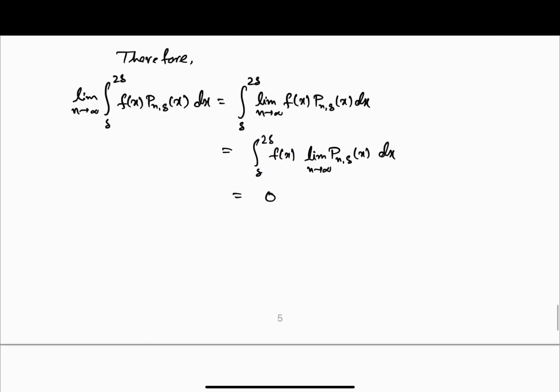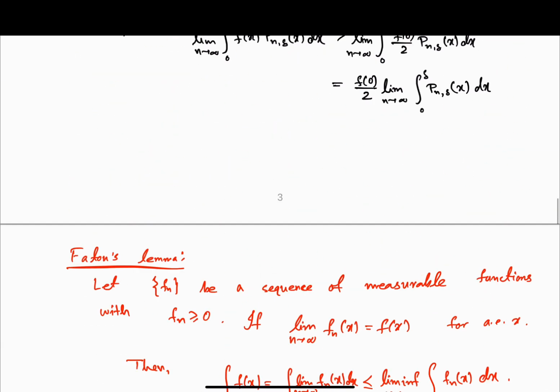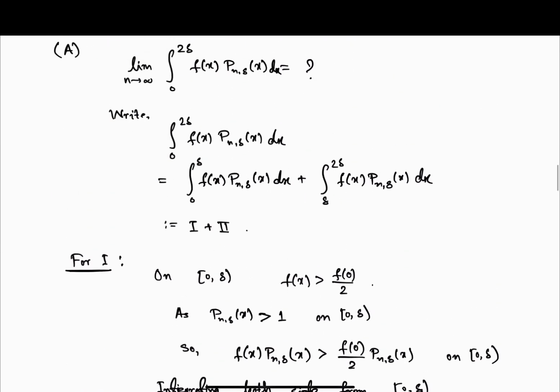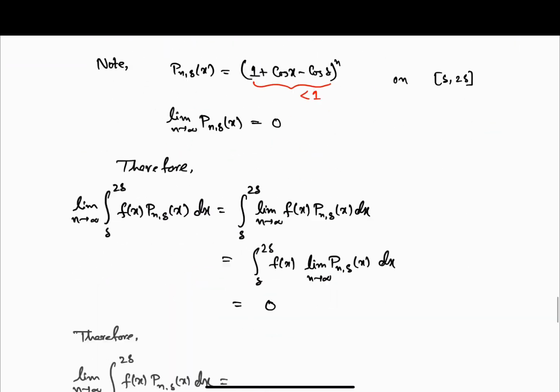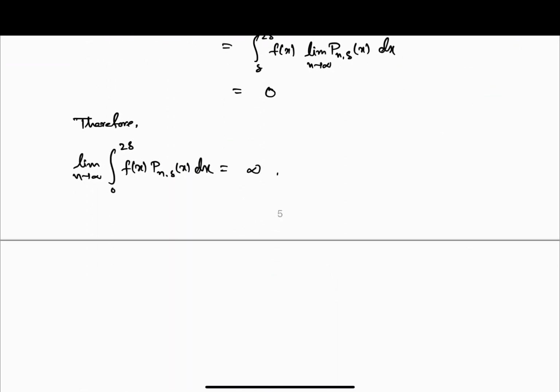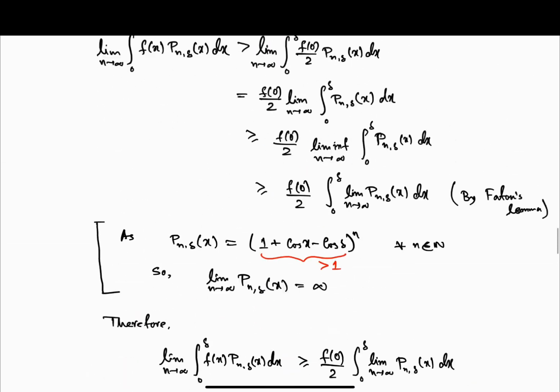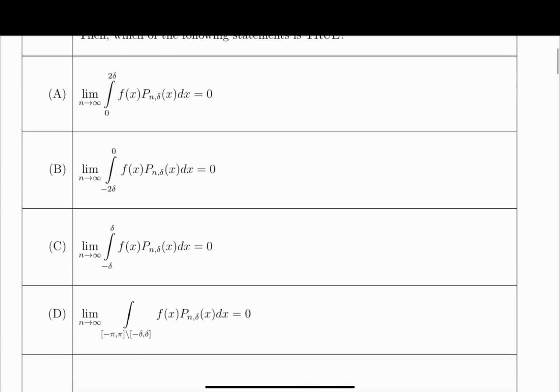So therefore, what is final, we get the limit n tends to infinity of the integral from 0 to 2 delta of f(x) p_n,delta(x) dx. We have divided it into two parts, right? This is the first part and the second part. In the first part we have seen that it goes to infinity and the second one goes to 0, so overall the integral becomes infinity. So the first option, which says that it goes to 0, is not correct.